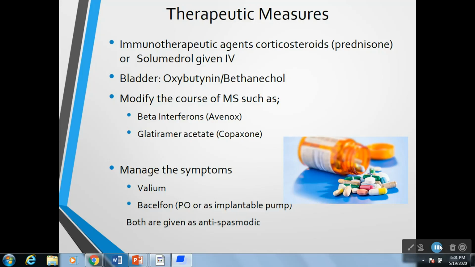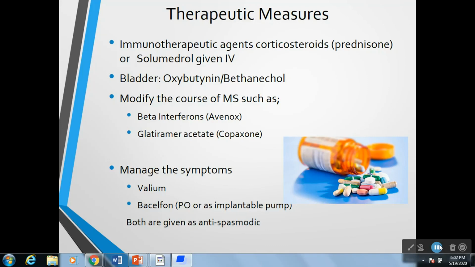Now, what beta interferons do is they work by altering or suppressing the activity of the immune system. They kind of mimic a protein that's found in the body. They basically go out and block those certain white blood cells that are attacking the myelin sheath. They can also stop other white blood cells from releasing the T cells that would go and attack the myelin sheath and cause the inflammatory response and the destruction of the myelin sheath itself.